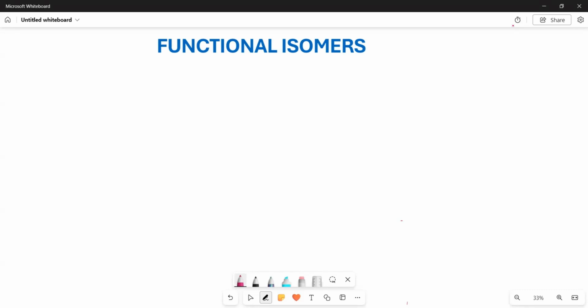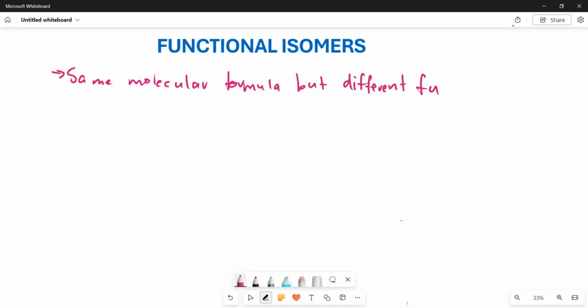What is it that you are looking at now? I want us to look at and understand functional isomers. Basically, functional isomers, in simple terms, are those molecules which still have the same molecular formula, but are different in functional group. What is this supposed to mean?